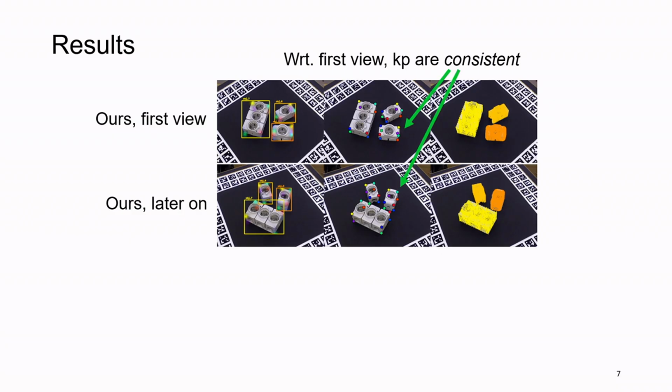Let's go into some details about the output of our system. As you can see here are two views of the output of our system. And as you can see, due to the prior detections, the key points are consistent in the second view with respect to the first view. That is, they look like the same key points, just rotated, as we would expect.